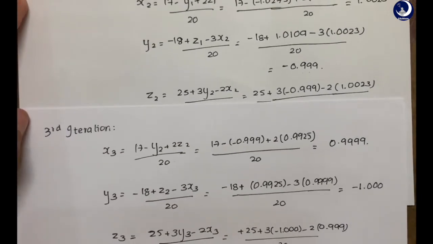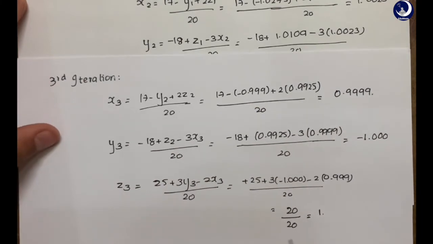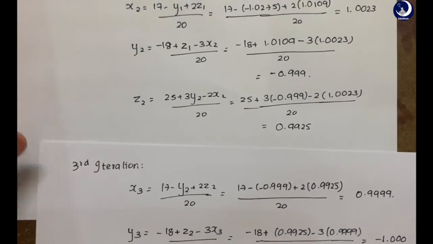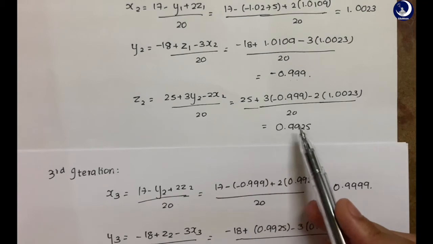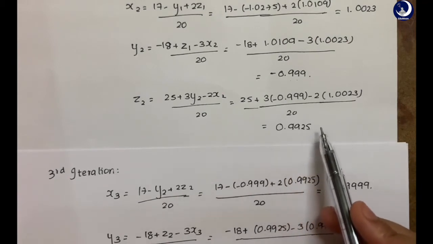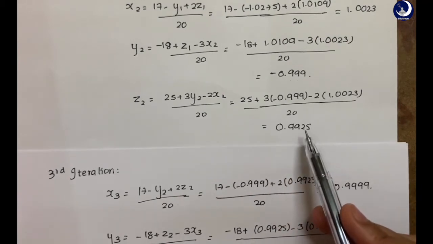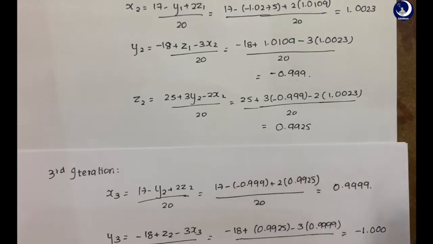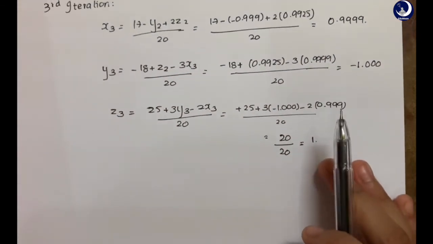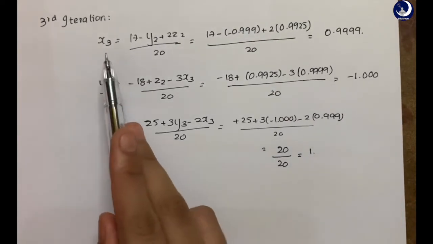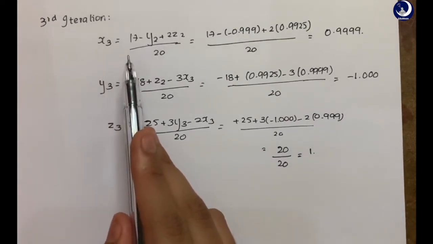For z3 equal to 1 and z2 equal to 0.9925. These values are also partially equal. So we can conclude the second iteration and third iteration variable values are partially same. So we'll be taking our variable values as the last iteration values.